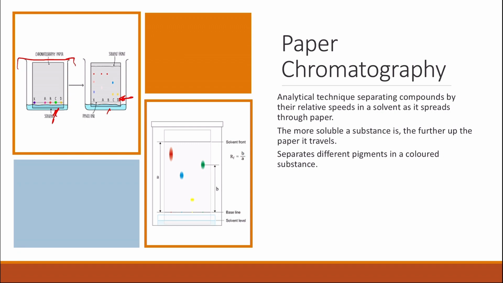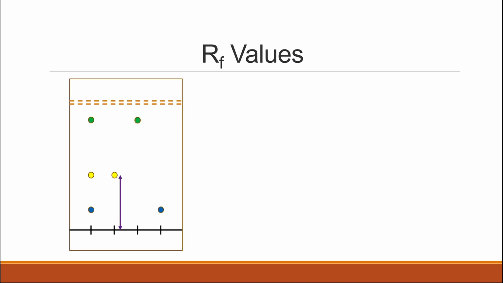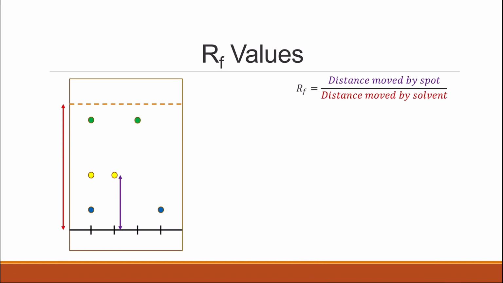travel a different distance. When we do paper chromatography, we can measure the RF value. The RF value is the distance moved by the spot over the distance moved by the solvent. When you do paper chromatography, make sure that the solvent doesn't overflow on your paper, meaning the solvent only travels below the top level of your paper.